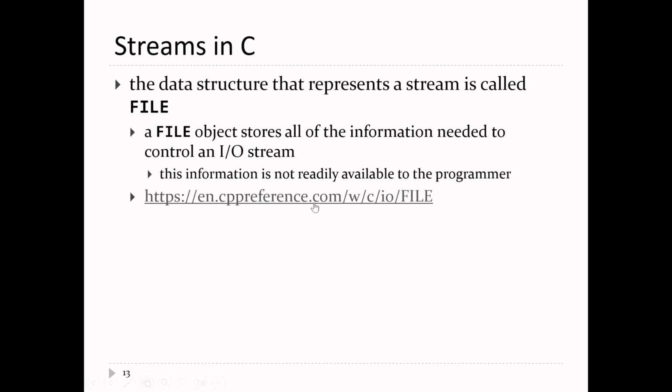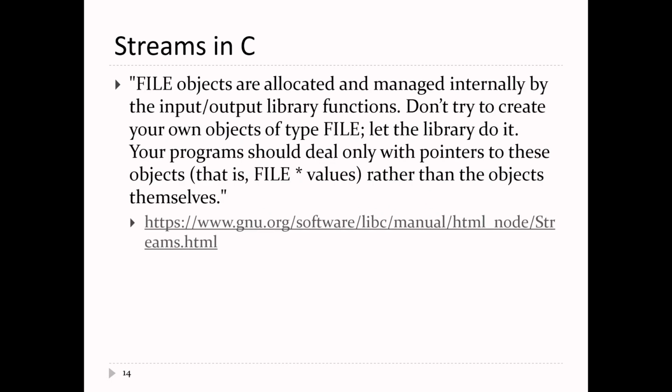If you click on that link there, that'll take you to the documentation for that data structure. This is what's actually inside the manual for GNU's libc, the implementation of the standard C library. It says FILE objects are allocated and managed internally by the input-output library functions. Don't try to make one yourself. Don't try to use just a plain old FILE object. You should always be accessing these things via a pointer to a FILE object.